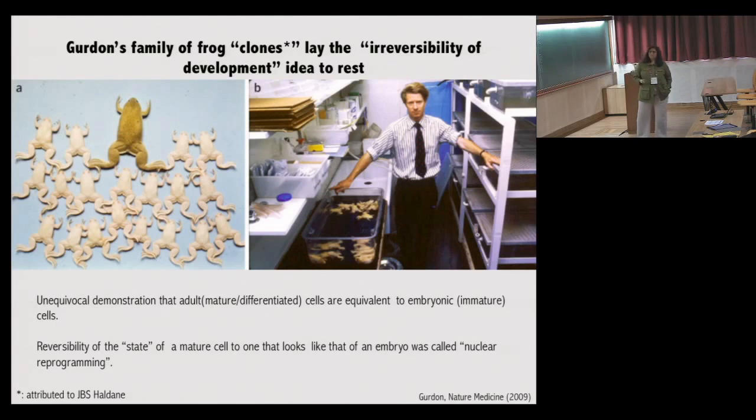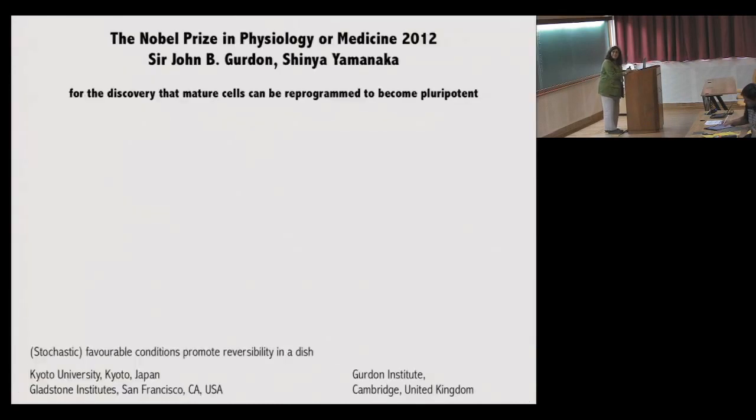But the fundamental principle that his experiments demonstrated was that adult or differentiated cells can be triggered back to being embryonic cells, right? And he called the reversibility of the state of a mature cell, for example, an intestinal cell, to one that looks like that of an embryo, meaning to one that can make all the cell types in the embryo, nuclear reprogramming.